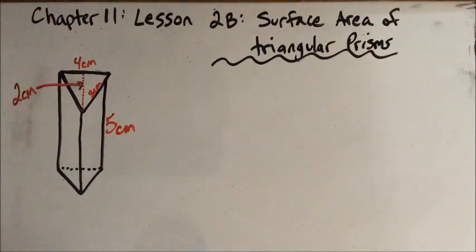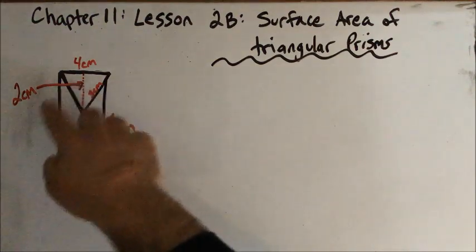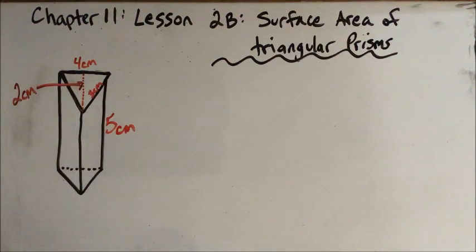Chapter 11, Lesson 2b, Surface Area of Triangular Prisms. If I wanted to calculate the surface area of this triangular prism, I would do it a little bit differently than calculating the surface area of a rectangular prism.